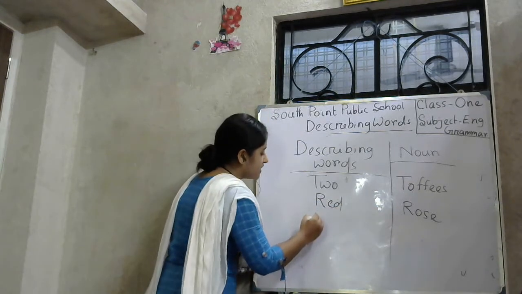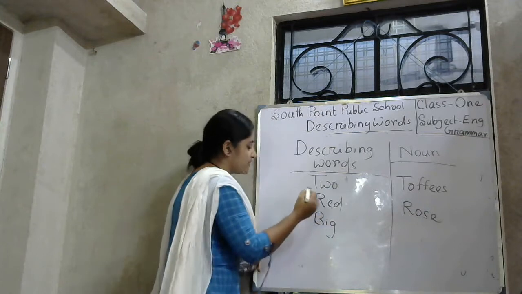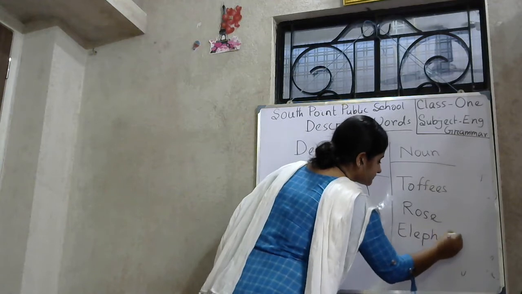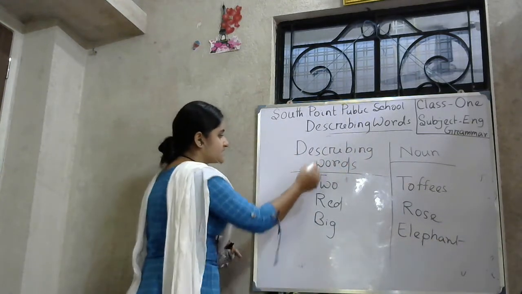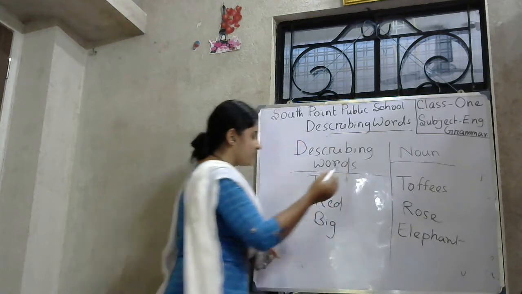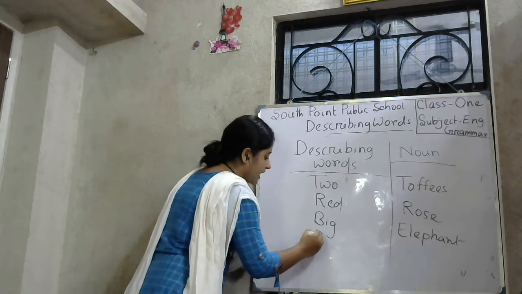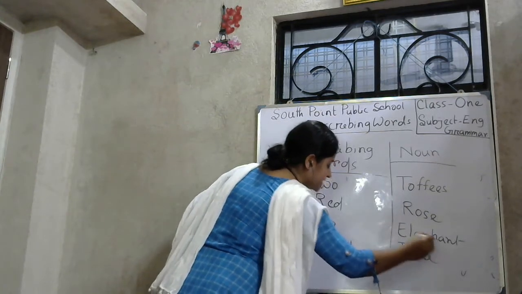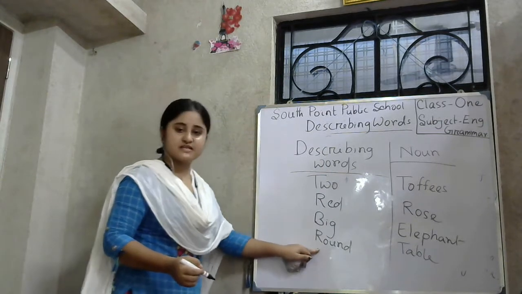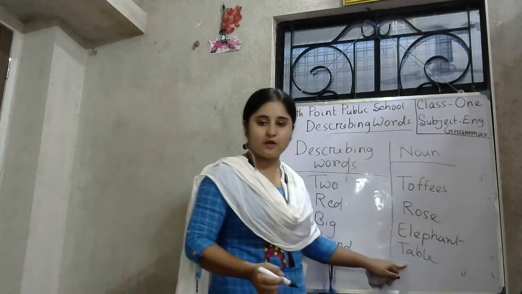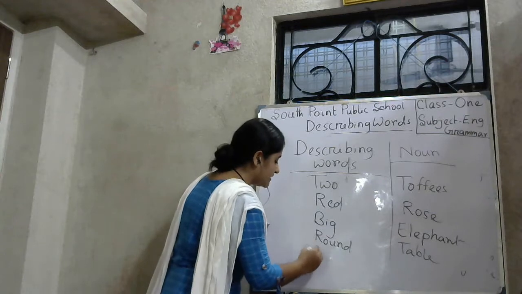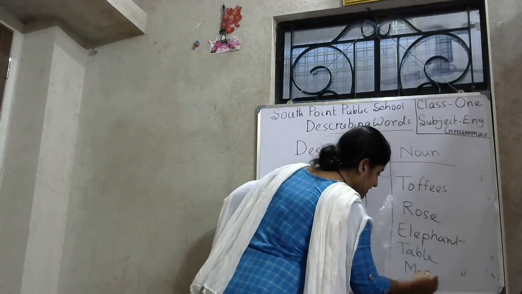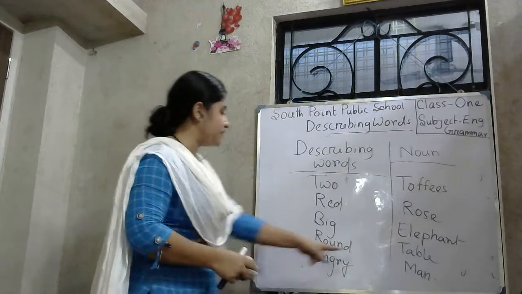Next, if I write big elephant. Same example. The word big is describing and the elephant is the noun. Next, round table. R-O-U-N-D, round. T-A-B-L-E, table. Here the table is round. Round is the describing word and table is the noun. Next, angry man. Here the word angry tells about the feeling of the man.